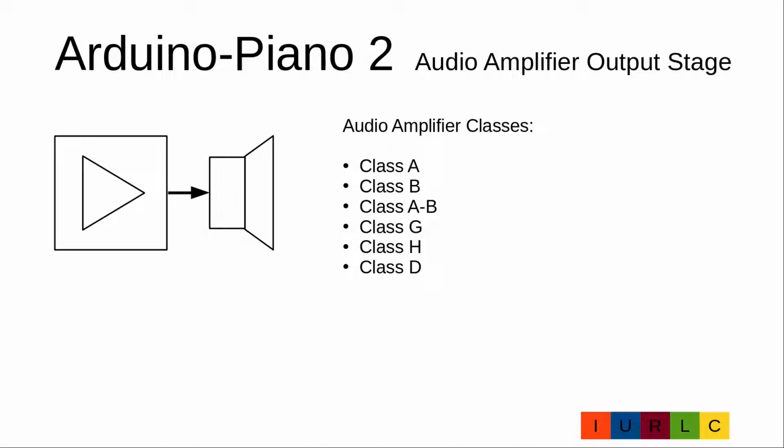For audio amplifiers, the following classes need to be considered: class A, class B, class AB, class G, class H and class D. How the basic circuits look like and what are the pros and cons of each class I will discuss with you now. One remark before we start.